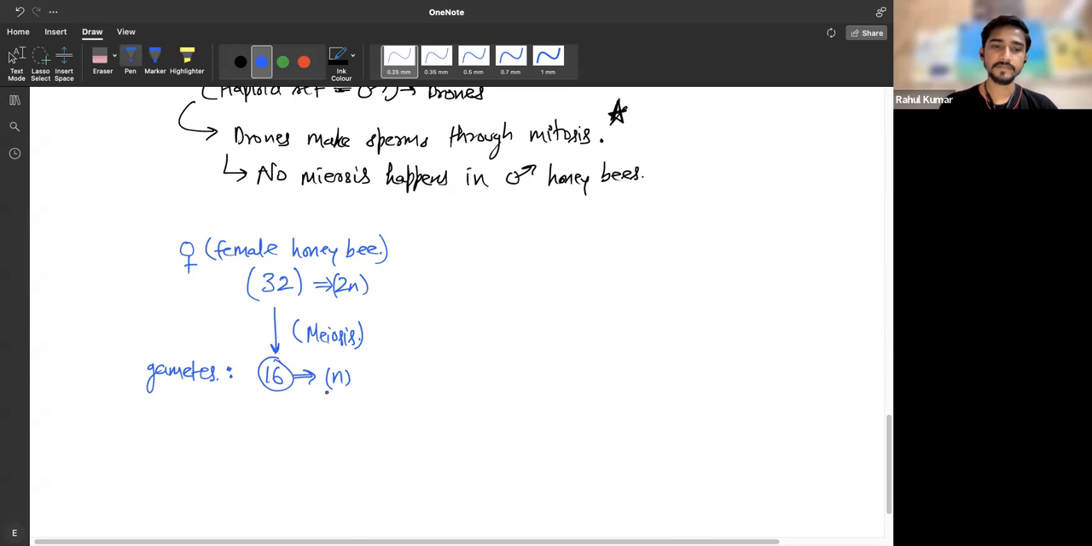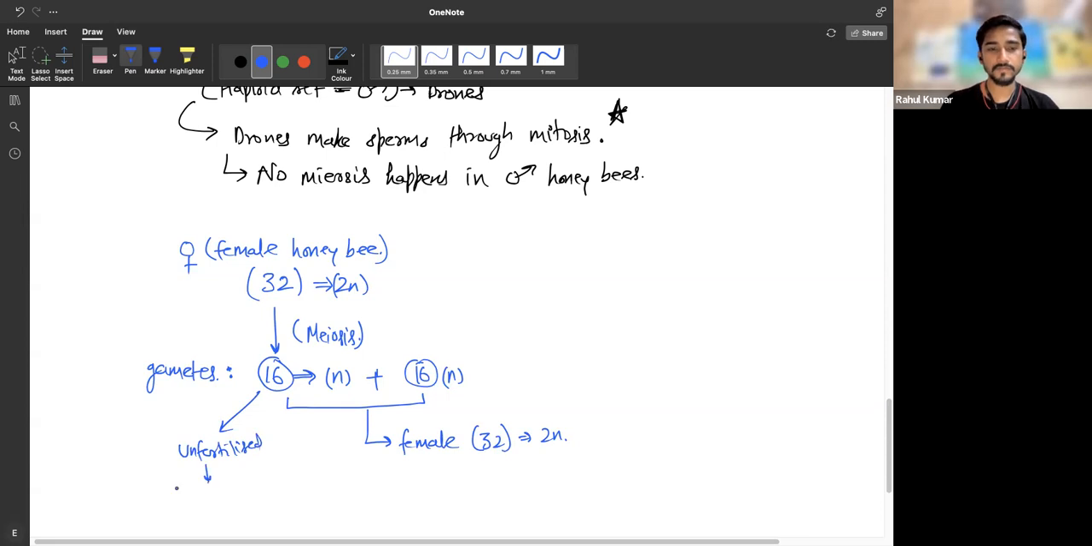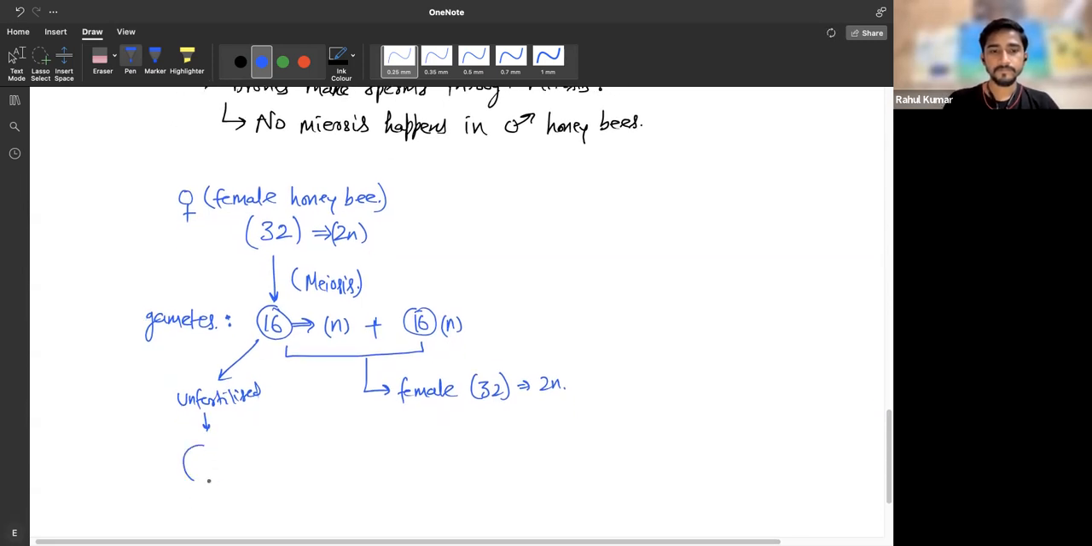Now, if this gamete is fused with another gamete, which is another N haploid, then this will give rise to another female, right? Yes, having 32, 2N. But if this gamete remains unfertilized, then it will give rise to 16, which is N, and which is a male animal. Is it clear, everyone?